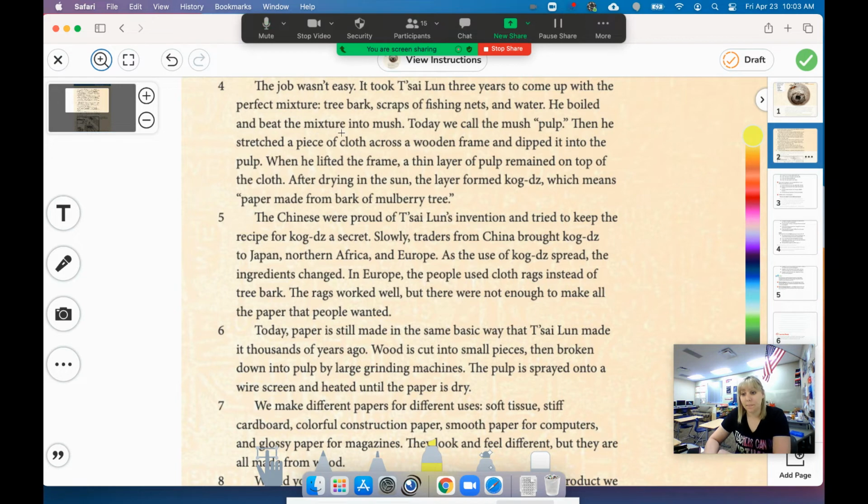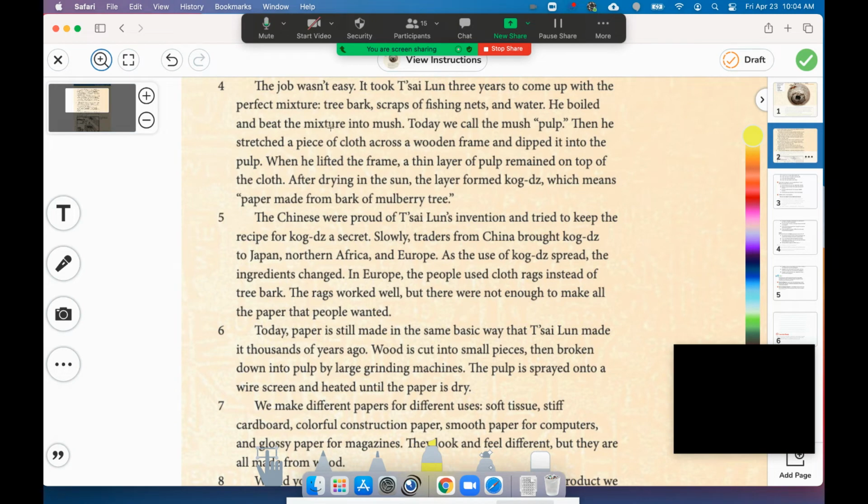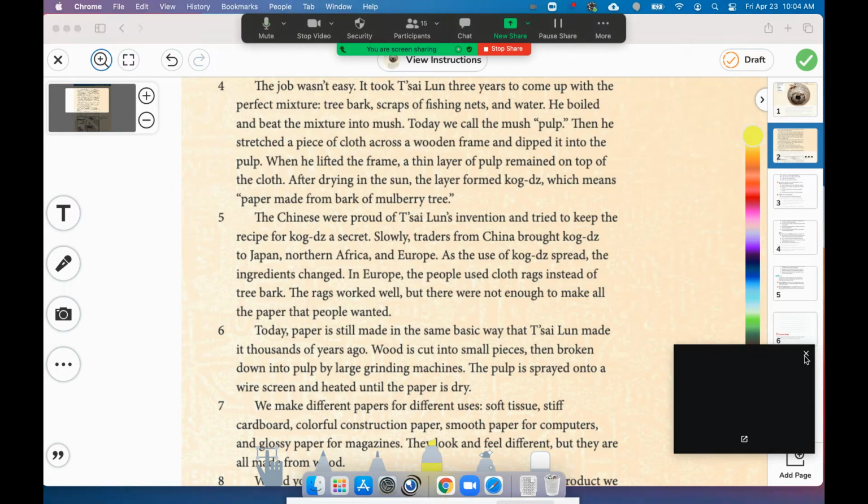The job wasn't easy. It took Tai Lun 3 years to come up with the perfect mixture: tree bark, scraps of fishing nets, and water. He boiled and beat the mixture into mush. Today, we call this mush pulp. Then he stretched a piece of cloth across a wooden frame and dipped it into the pulp. When he lifted the frame, a thin layer of pulp remained on the cloth. After drying in the sun, the layer formed kagduz, which means paper made from the bark of a mulberry tree.